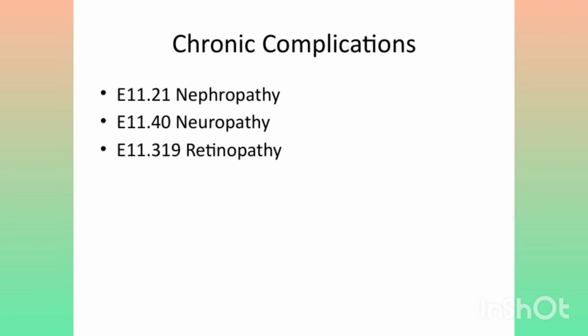Then there's E11319, retinopathy, which is damage to the blood vessels in the retina of the eye. This can lead to vision problems and even blindness if it progresses without proper treatment. Overall, these chronic complications underscore the importance of controlling blood sugar levels, as persistent hyperglycemia can lead to serious, long-term health issues. Managing these risks is a crucial part of diabetes care, helping to prevent or delay the onset of these complications.